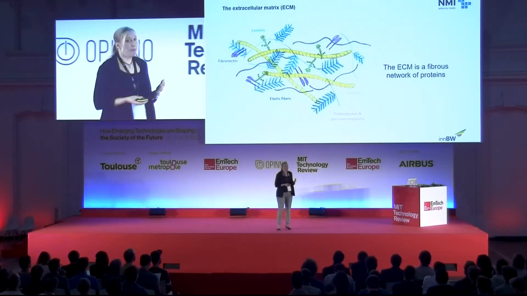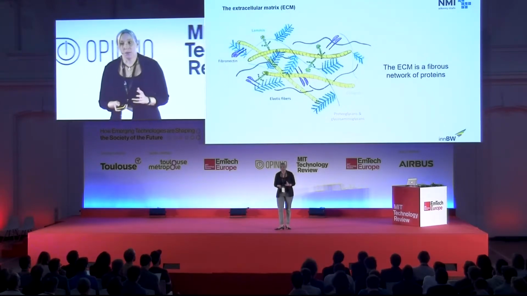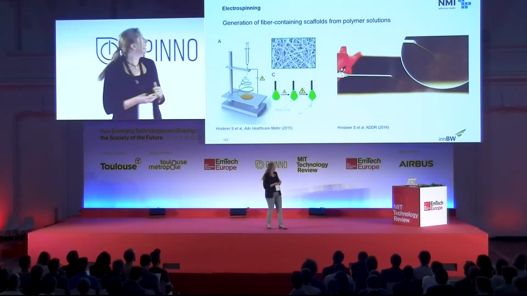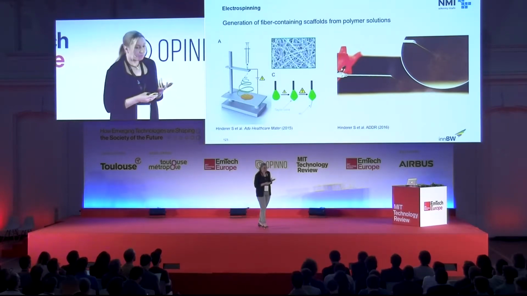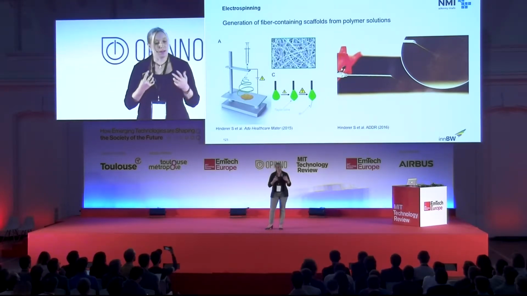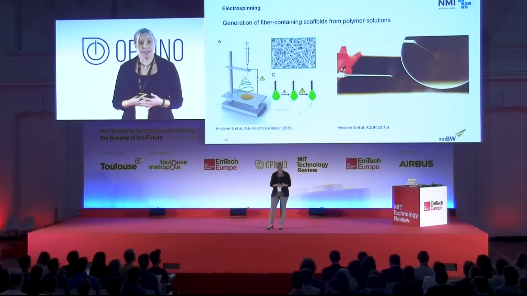And how can we mimic this fibrous structure? Here I want to introduce a method to you. It's called electrospinning, a method to generate fiber-containing scaffolds from polymer solutions. Here we have a high electrical field. We have a polymer solution in a syringe. We pump it through and apply a high electrical field. And so a little fiber forms, the fiber spins down to the collector, the solvent evaporates, and we get a solid fibrous structure, as we see here in this upper image.